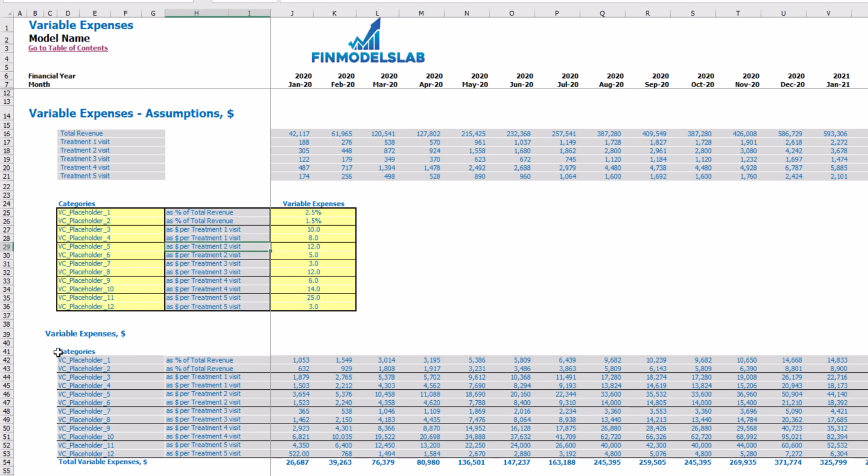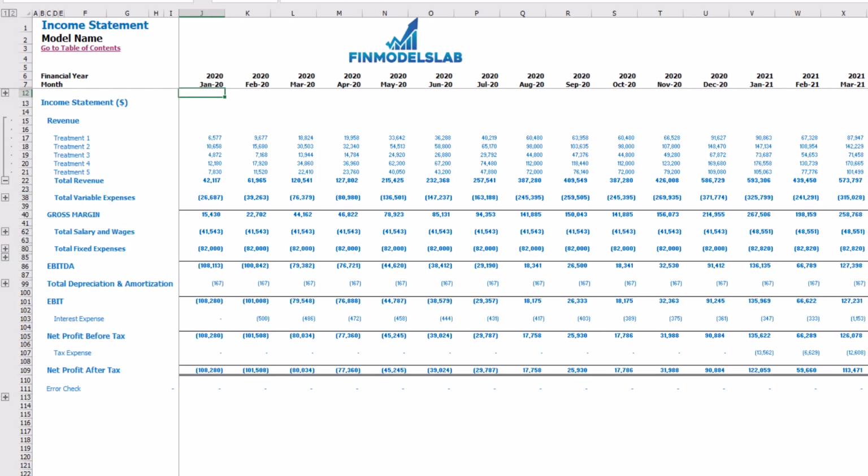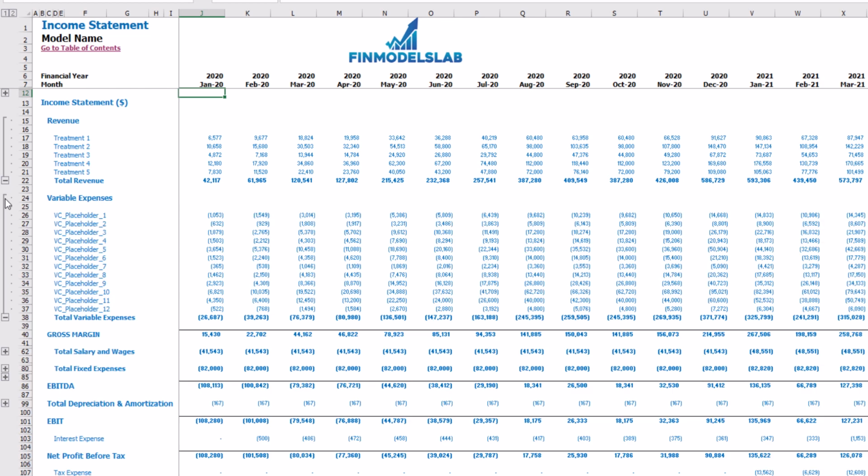Below you may find the calculation of all these line items, and in the income statement in the variable expenses section, you may see these amounts by months.